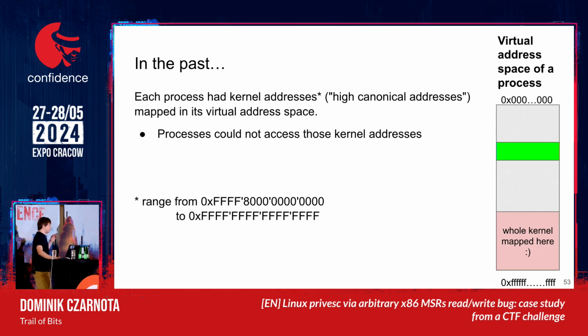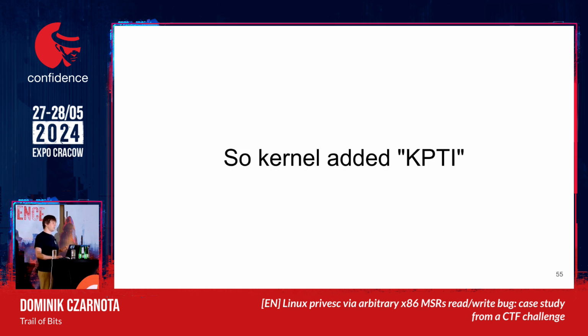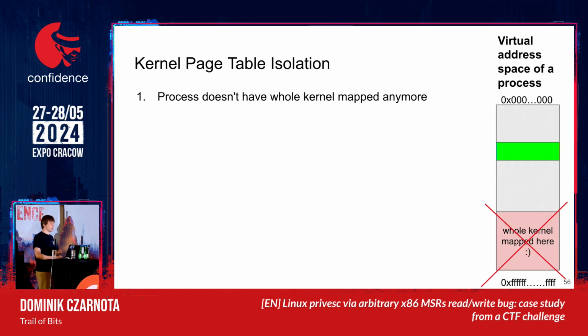And while the process had all the kernel memory mapped in, it could not access it because of some permission bits in there. But it turned out that there was this Meltdown vulnerability, which actually allowed you to access this memory through speculative execution. I won't explain it here. I hope some of you have heard about it. But basically, because there was this Meltdown, the kernel devs added this mitigation called KPTI. So what is KPTI?